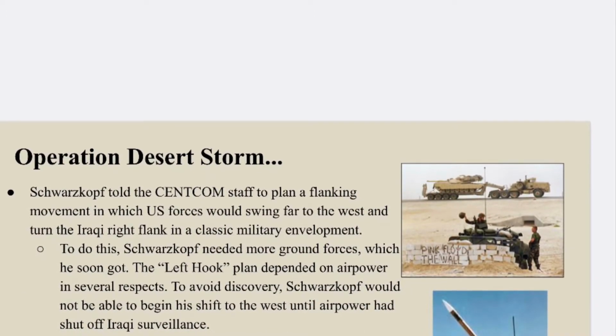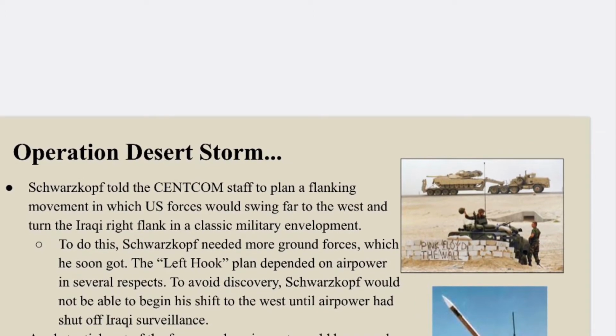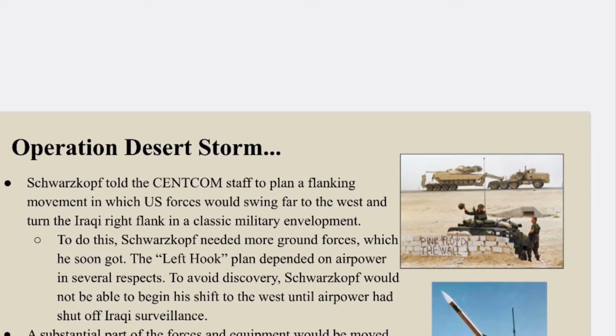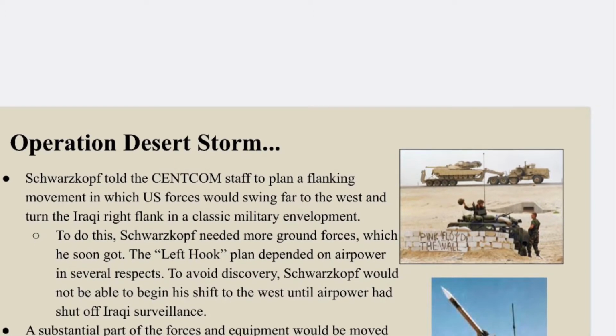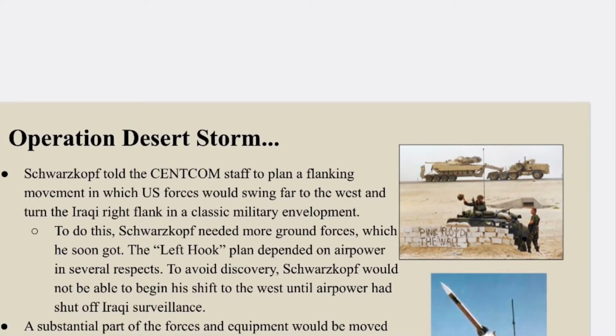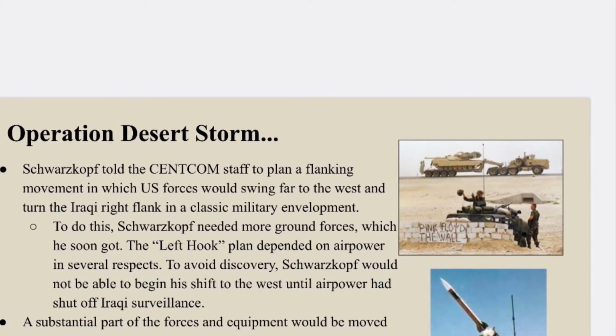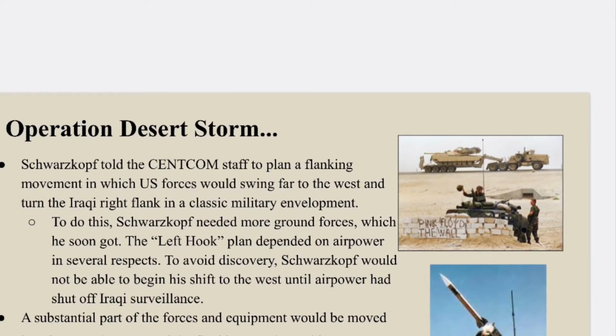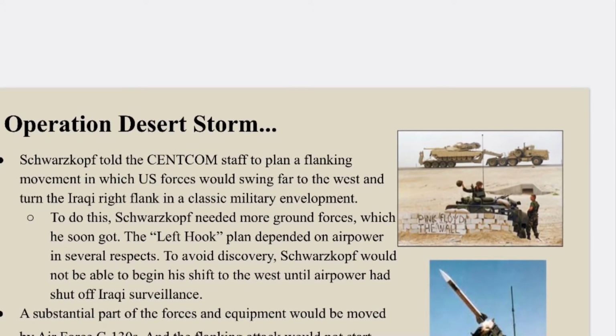Specifically in Operation Desert Storm, Schwarzkopf told the CENTCOM staff to plan a flanking movement in which the U.S. forces would swing far to the west and turn the Iraqi right flank in a classic military envelope. To do this, Schwarzkopf needed more ground forces, which he soon got.